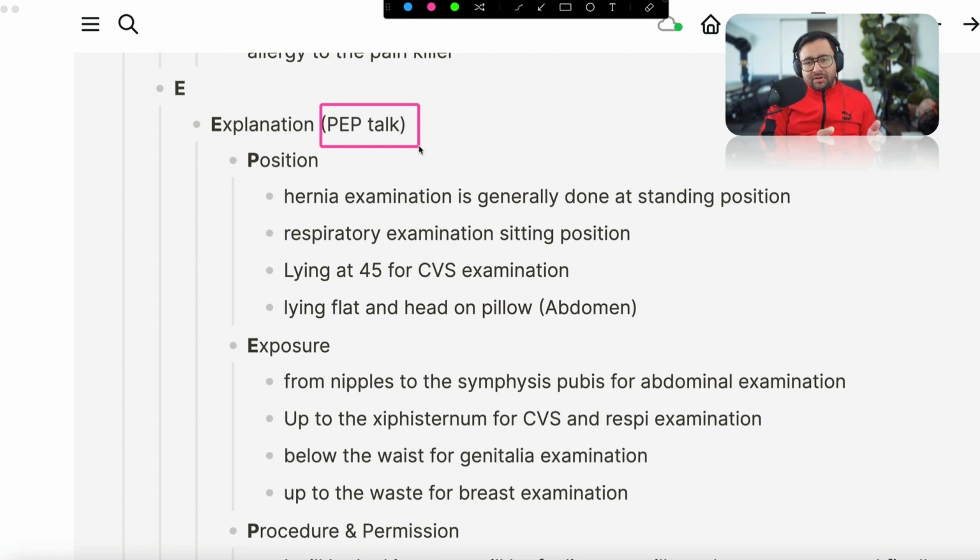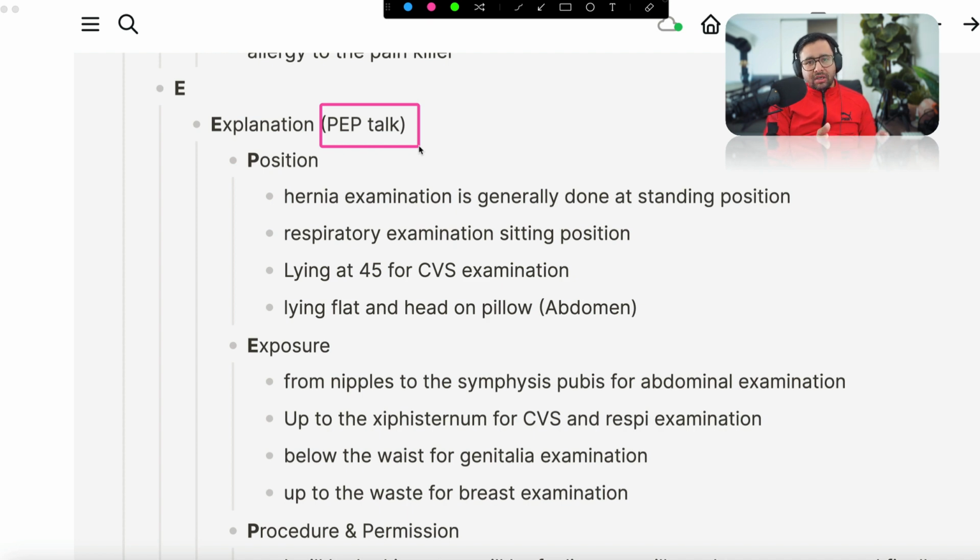Then respiratory examination you do in the sitting position, CVS examination you do in the 45-degree reclining position, and then abdominal examination you do with the patient lying flat on the bed, and preferably with the hip and knee flexed, because that relaxes the abdominal muscles, and it becomes easier for you to check for organomegaly. After that, you talk about the exposure. Again, exposure required for different examinations is different, and you may need to do it on a case-by-case basis.